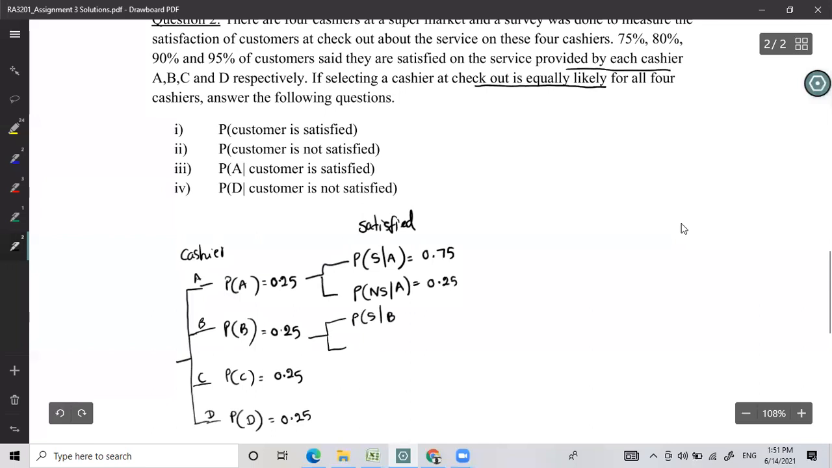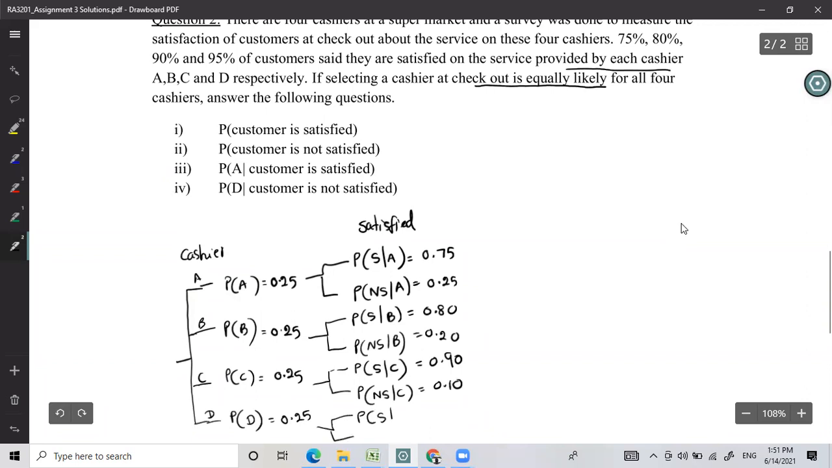Satisfied, given you selected the cashier B, it is 80%. So not satisfied will be 20%. Satisfied, given C, 0.9, 0.1, and D is 0.95, not satisfied given D is 0.05. So these are the complements.